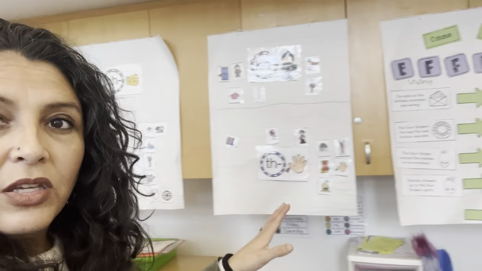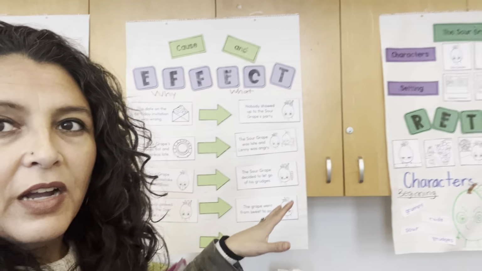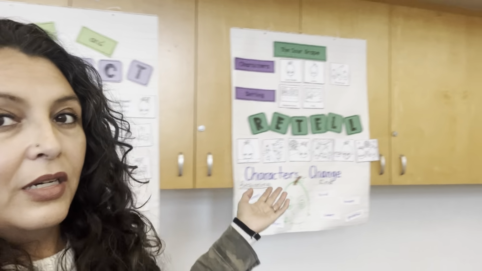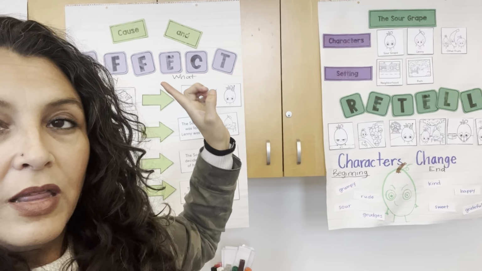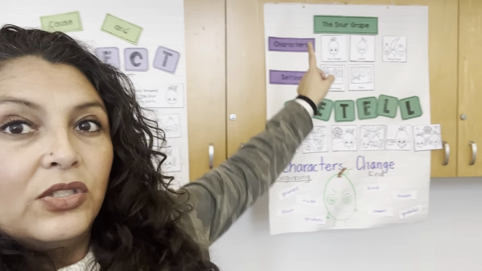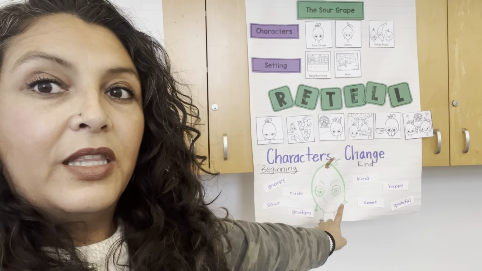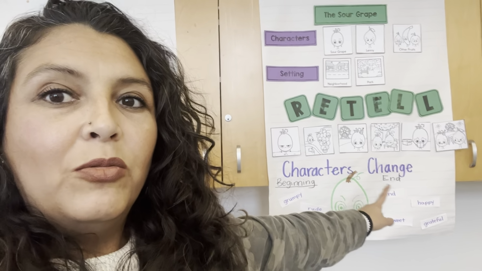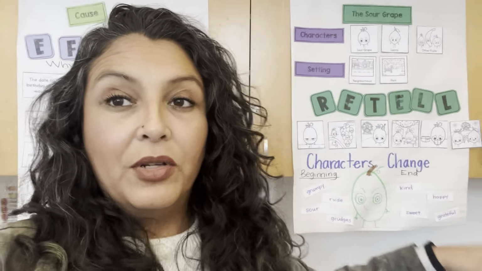Just glue things down. Kids, they don't care. The cutesy ones, cause and effect for sour grapes. Cause and effect was from the interactive read-aloud. So was the retelling. And then we did this today of characters change. We try to do a little direct draw of how to draw the sour grape. Not everything's going to be cute. Not everything's going to be Pinterest worthy. It just needs to get the job done.